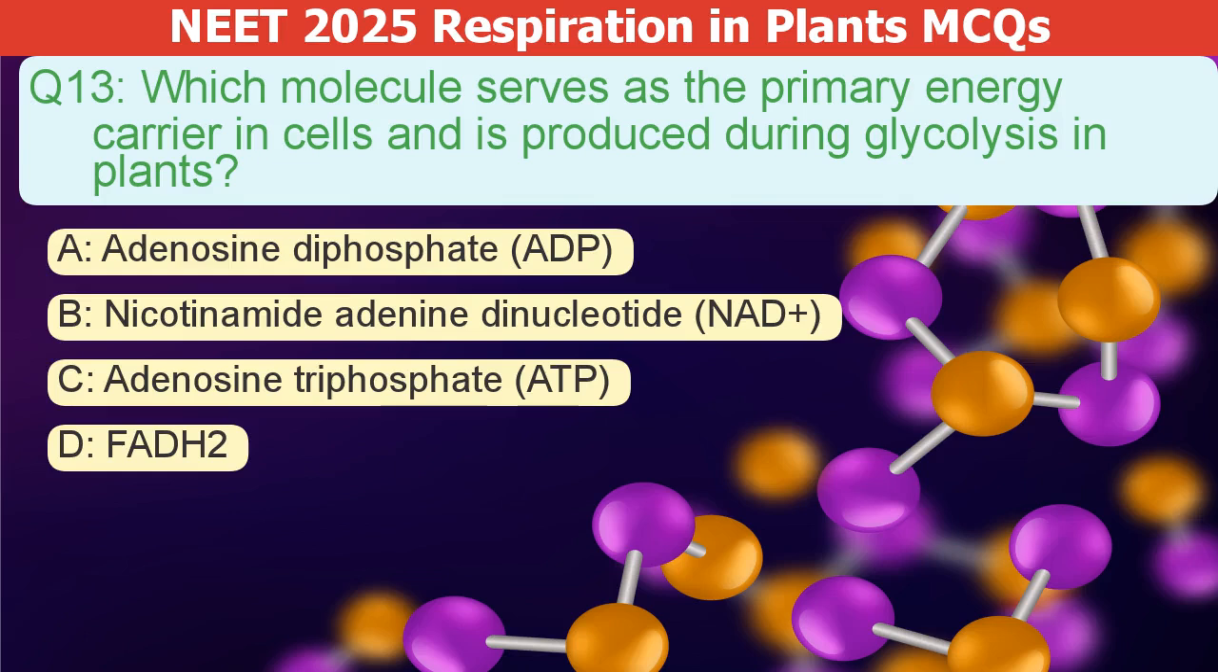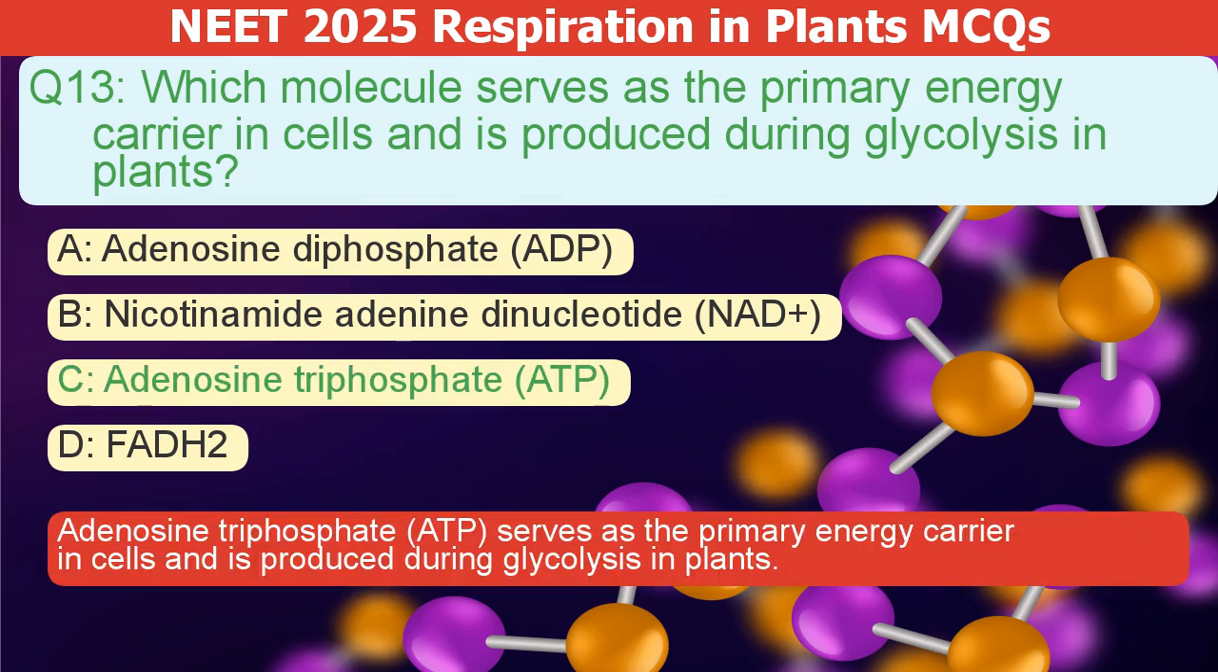Which molecule is the main energy carrier in cells and is made during plant glycolysis? A. Adenosine diphosphate, ADP. B. Nicotinamide adenine dinucleotide, NADH. C. Adenosine triphosphate, ATP. D. FADH2. The correct answer is C. Adenosine triphosphate, or ATP, serves as the primary energy carrier in cells and is produced during glycolysis in plants.